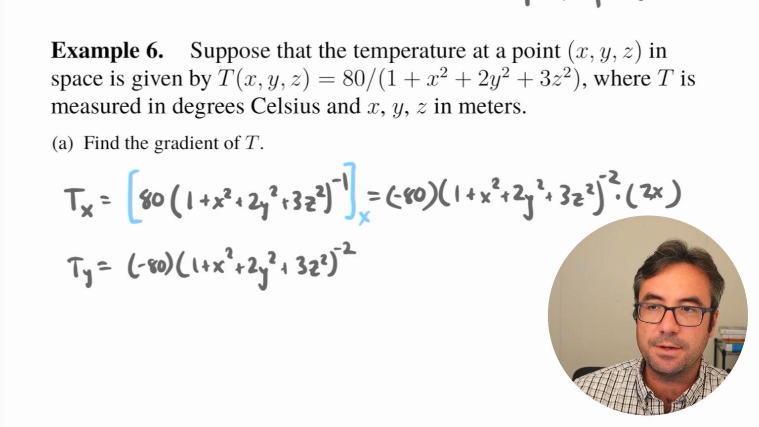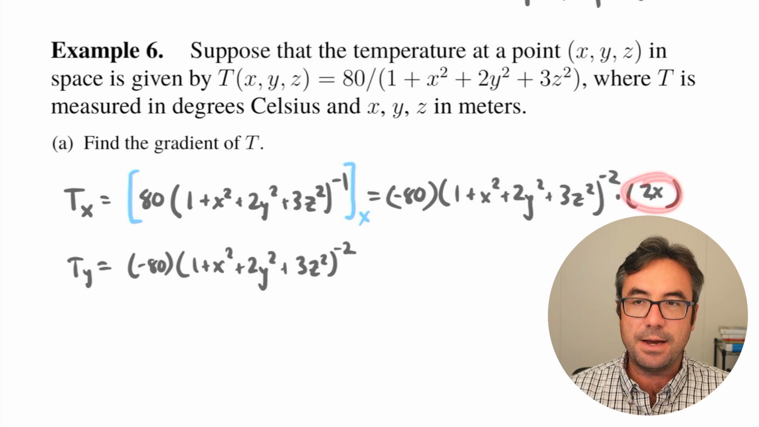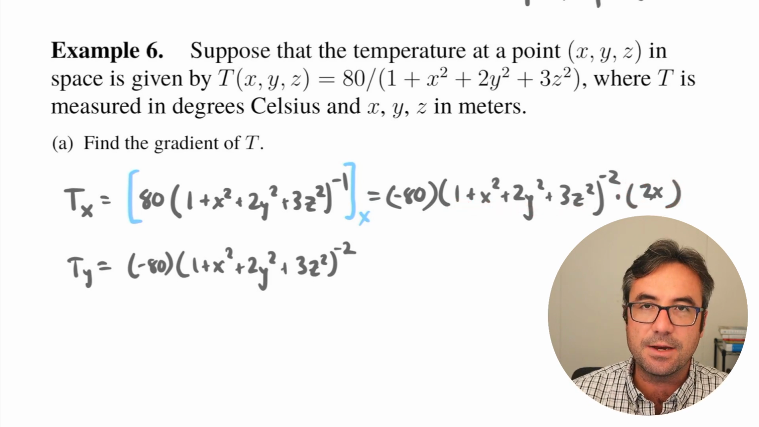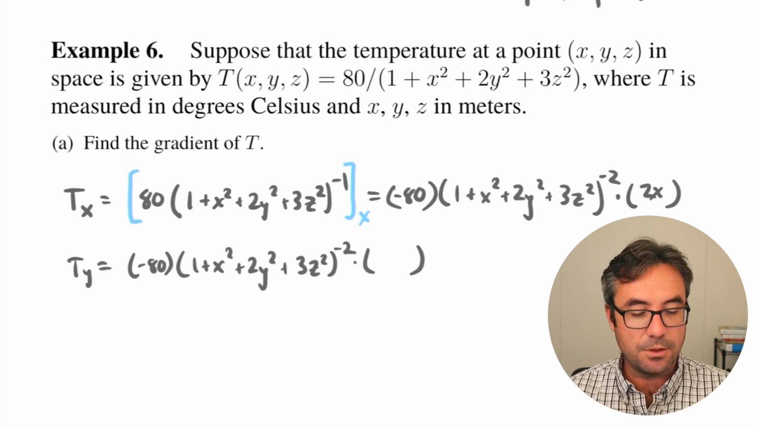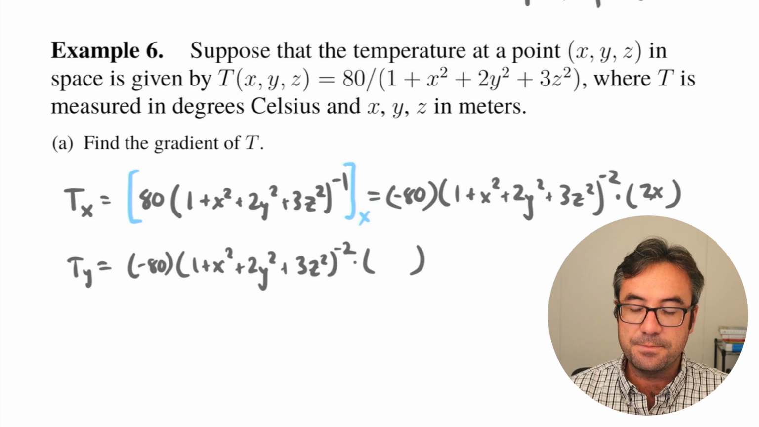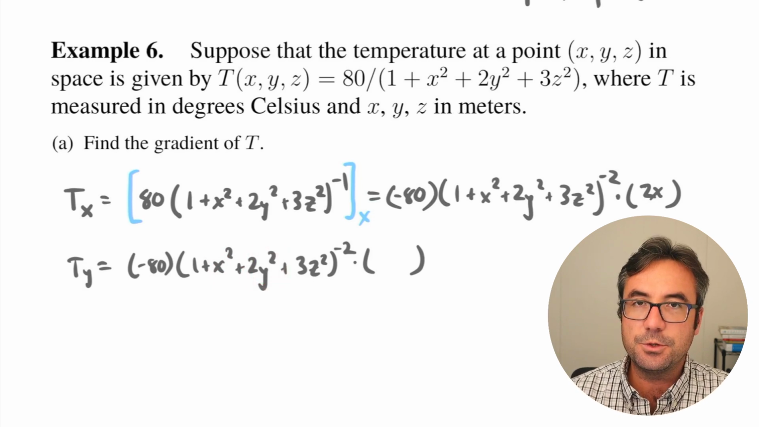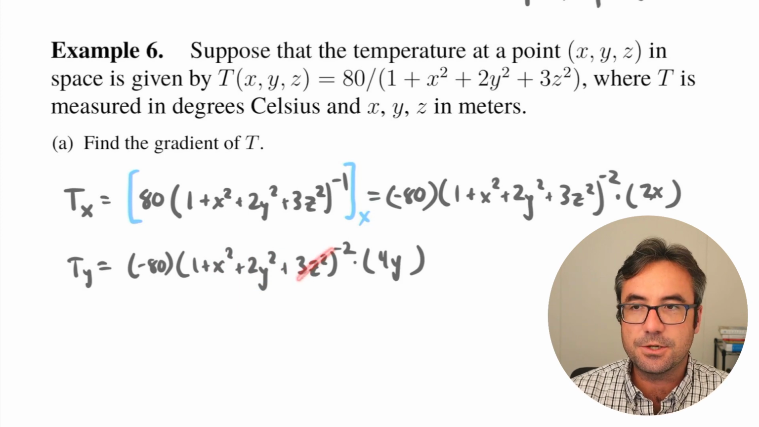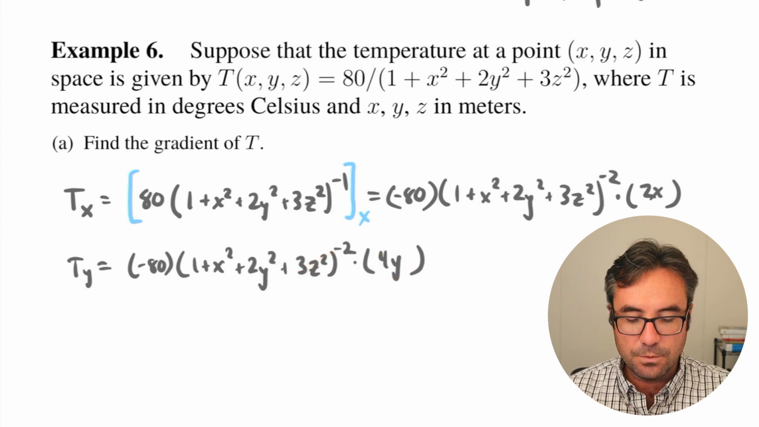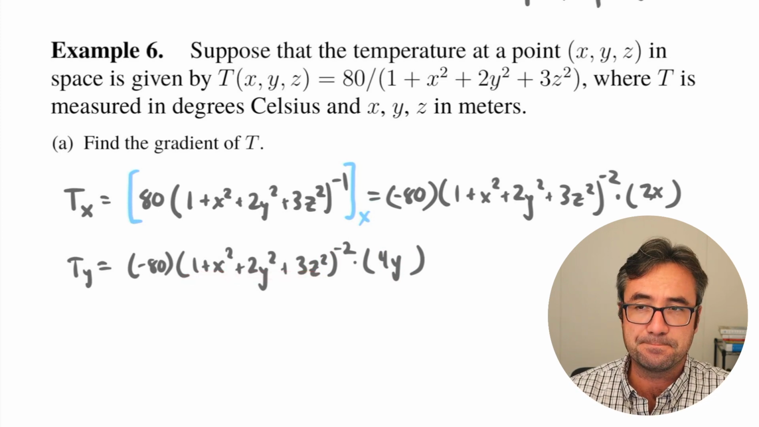Subtract 1 in the exponent. And now the only thing that's going to be different is what we multiply by when we take the derivative of what was inside with respect to y. In this case, if we look at our inner function, the derivative of 1 is 0. The derivative of x squared is 0. And the derivative of the 2y squared is 4y. And the derivative of the z term is 0. So 4y is the only piece that we get by doing the partial with respect to y for that inner part.